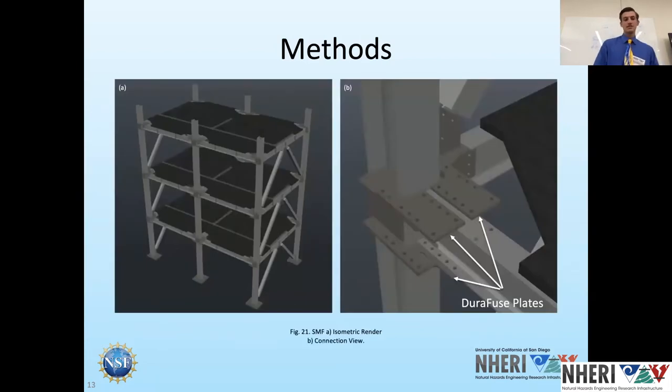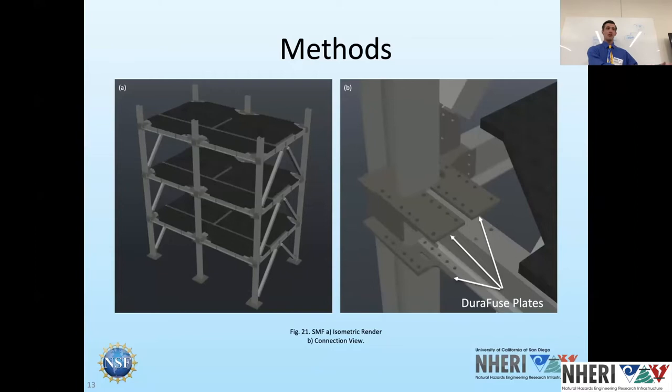And so here you can see more detailed views of the three building configurations I talked about. In this first one, we're looking at the SMF here. And the key component of this building is the Durafuse plates. And right underneath, if you look at the bottom one, it has an oval-shaped elongation. And this is meant for that yield that we talked about earlier. We're going to try and target the yields that occur right there. So it doesn't happen in the beam.